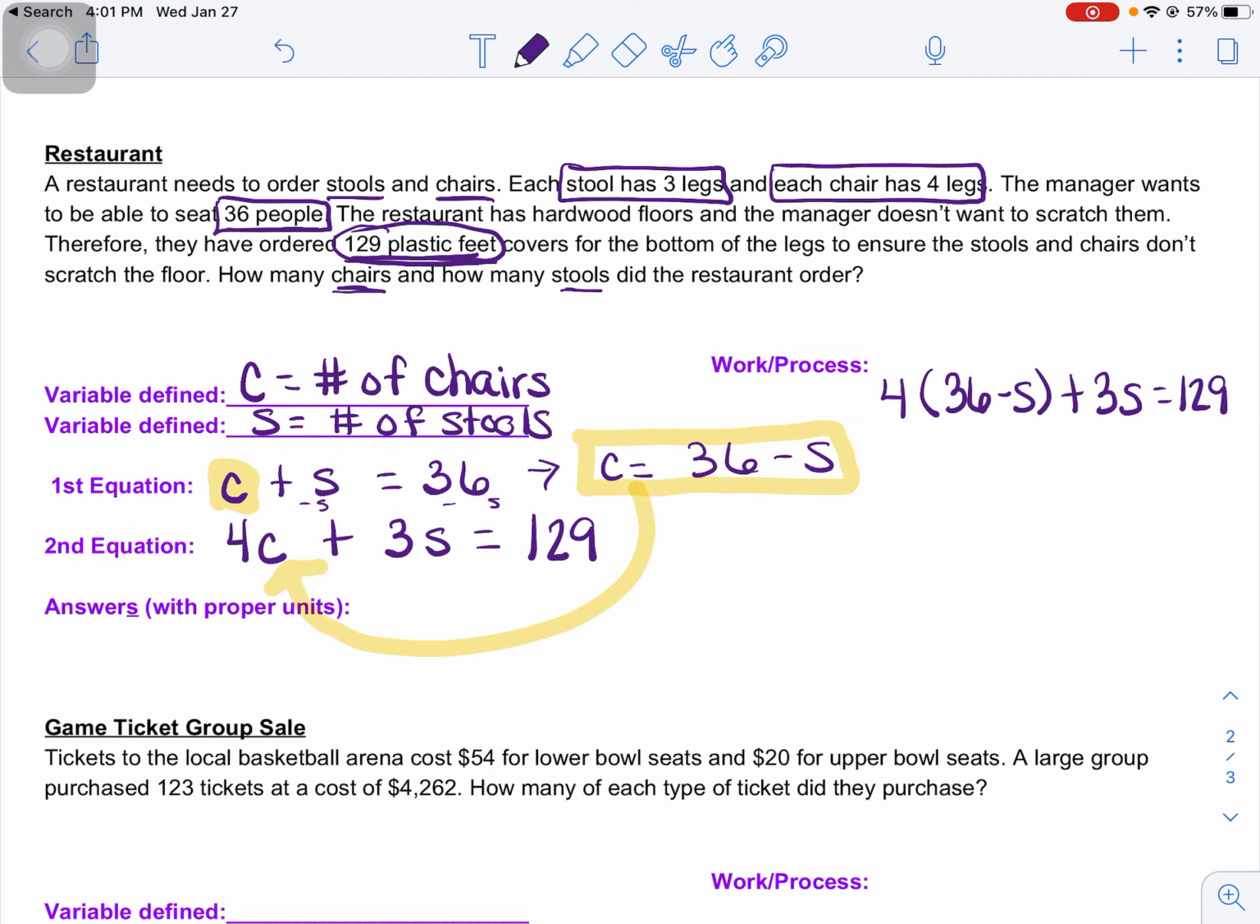Go ahead and solve that. You're going to get what S is worth, which is the number of stools. Then you can plug back into that first equation and find the number of chairs. So your answer should tell me how many chairs there are and how many stools there are.